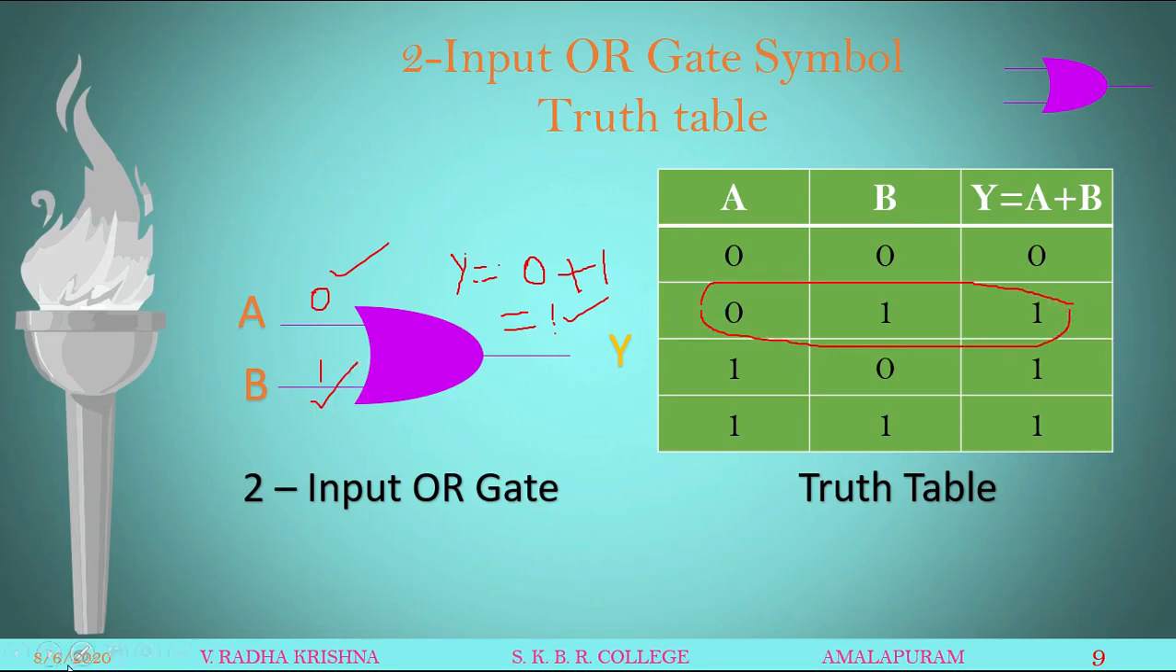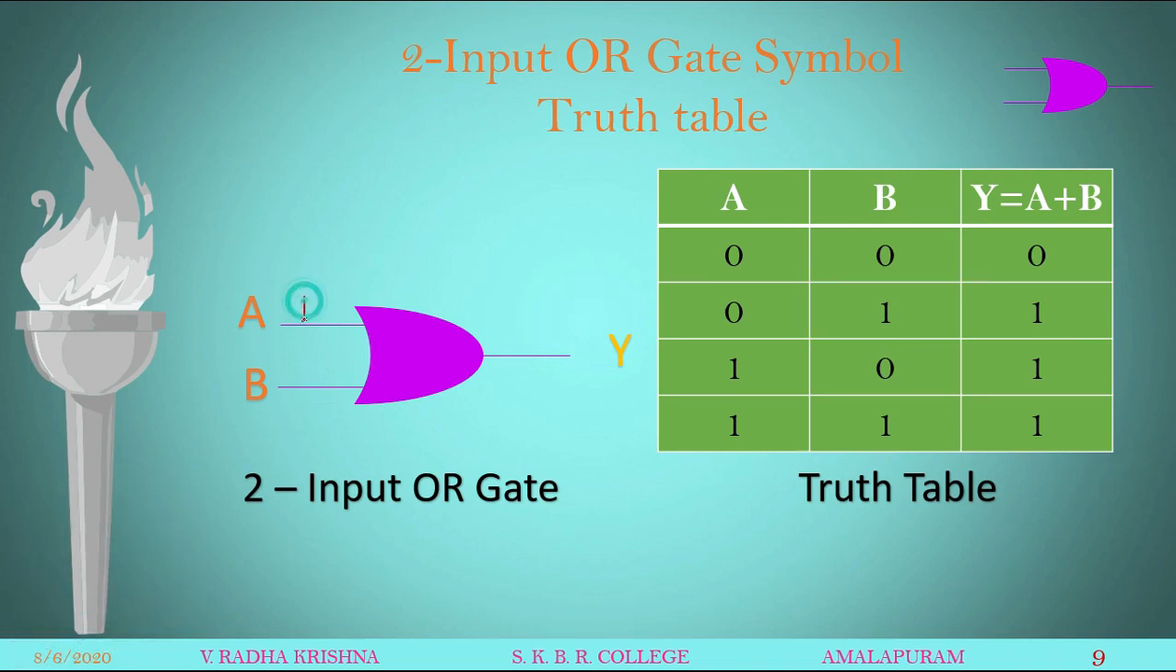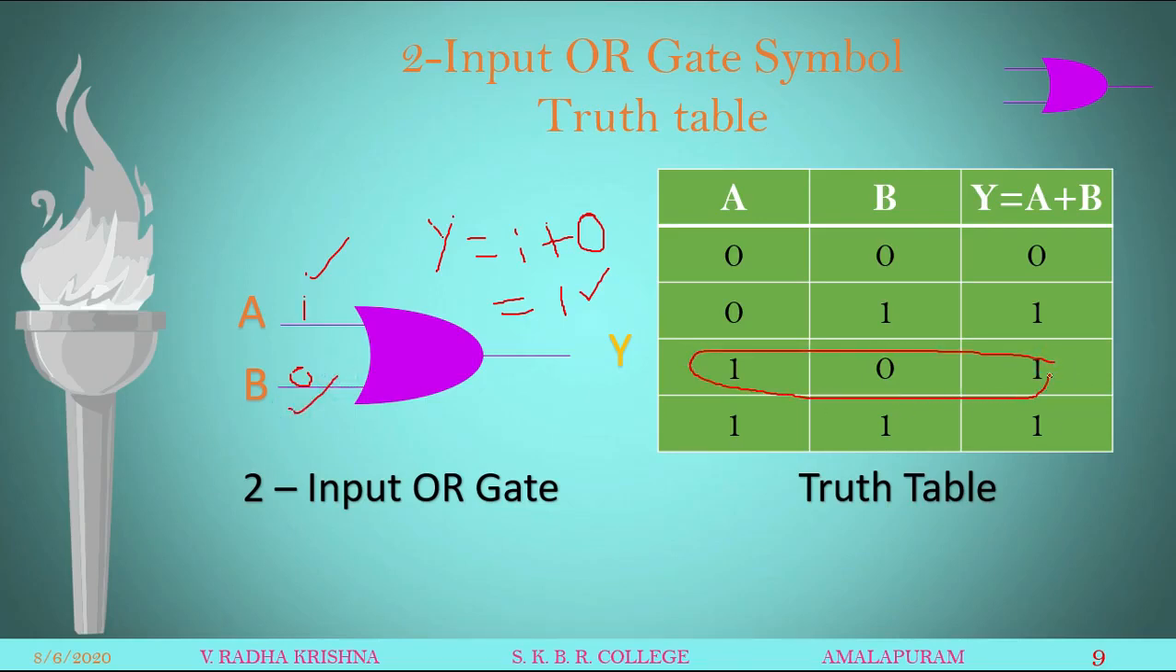Now, come to the third entry, that is A is equal to 1 and B is equal to 0. Output y is equal to sum of the inputs. First input is 1 plus the second input is 0, that is 1 plus 0 is equal to 1, hence y is equal to 1 for a is equal to 1 and b is equal to 0. So third entry is also verified.